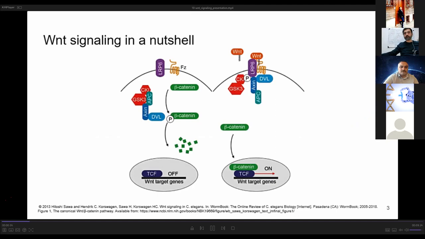In a normal cell that is not stimulated by a Wnt ligand, beta-catenin is degraded by the destruction complex. Beta-catenin levels are kept low in the cytosol. When a Wnt signal is present, the destruction complex is halted and beta-catenin accumulates in the cytosol. Beta-catenin then travels to the nucleus to interact with the TCF/LEF transcription factors. That leads to the transcriptional regulation of the Wnt target genes.